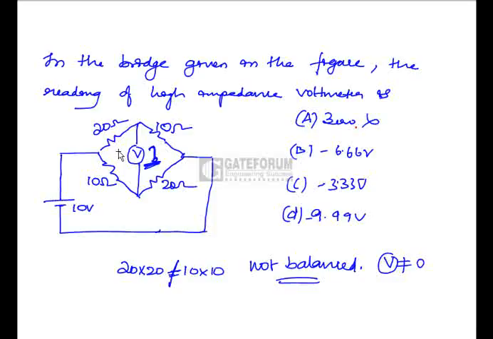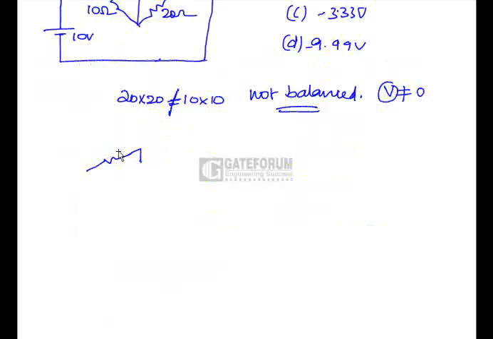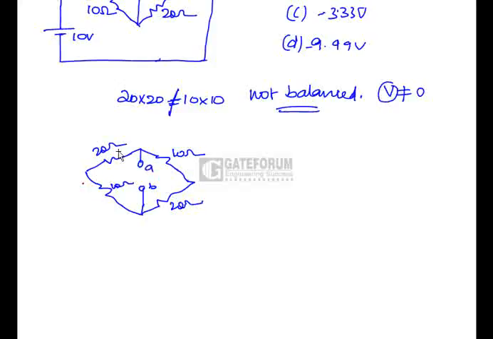Now we have to find the voltage across this voltmeter, just like a Thevenin circuit. Treat it as the load terminals and make it open. Now this is 10 ohms, 20 ohms, 10 ohms and 20 ohms. Mark these load terminals as A and B. The supply voltage is 10 volts. Let us take the current flowing as I.